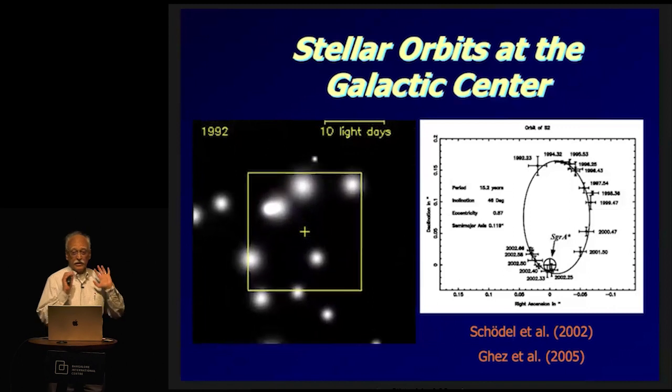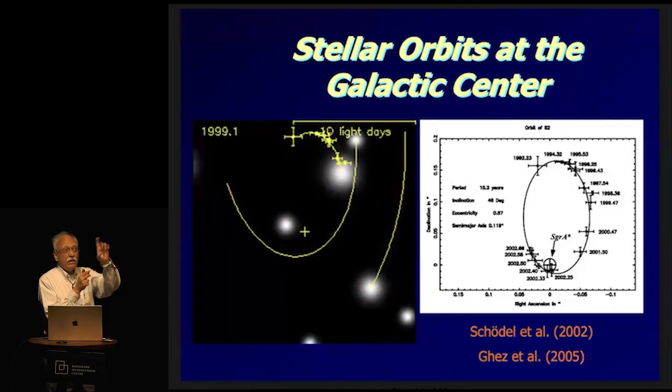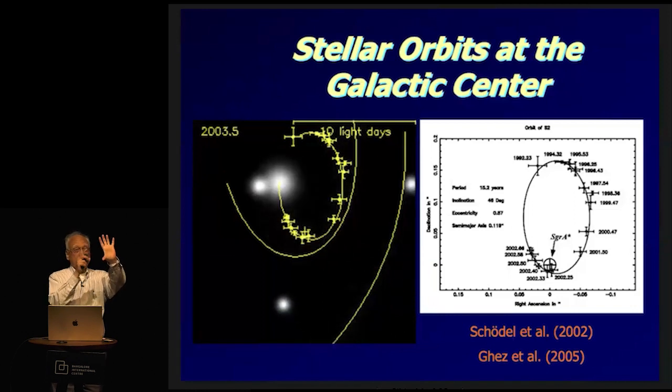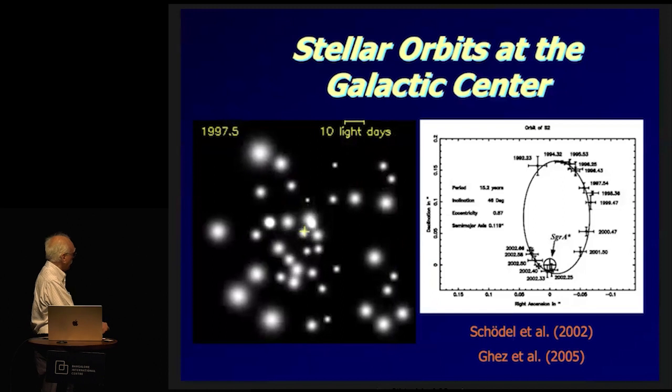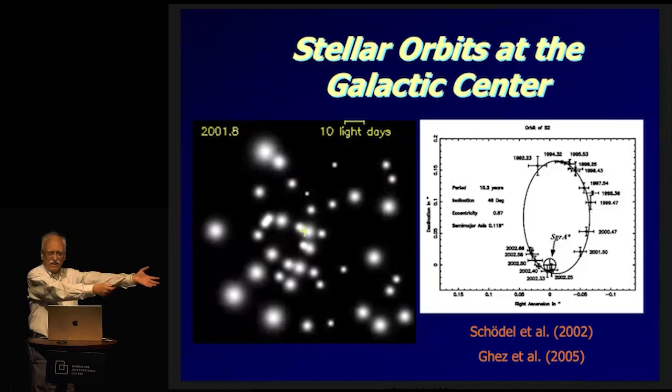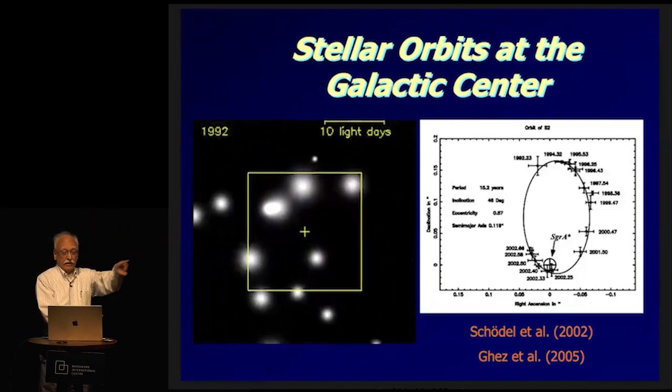What we are doing here is pointing a telescope towards the center of the galaxy, taking a picture of the center of the galaxy and looking at the positions of all the stars. All these circles are stars. There are zillions of stars in the center of the galaxy. You just take a picture, where is it located?